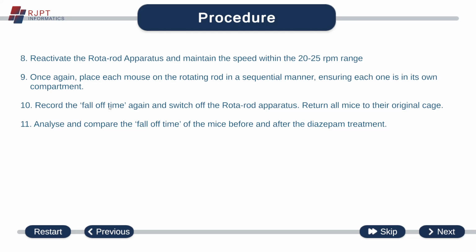Then switch off the Rota-Rod apparatus and return all the mice to the original cage. And then we have to analyze and compare the fall time of the mice before and after the diazepam treatment. And that's how we will differentiate between the mice's fall time after the drug administration and the fall time before the drug administration. And that's how we will study the therapeutic effect of diazepam.